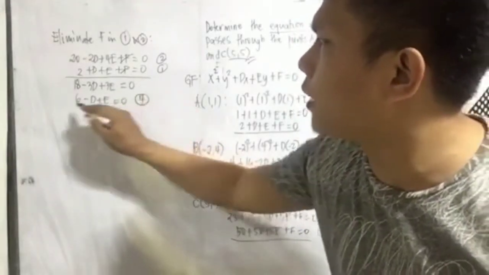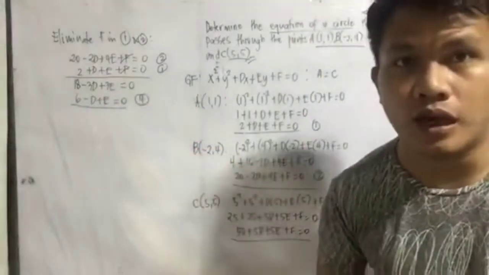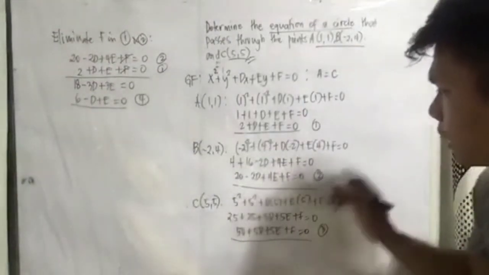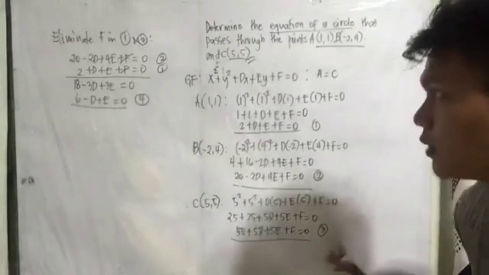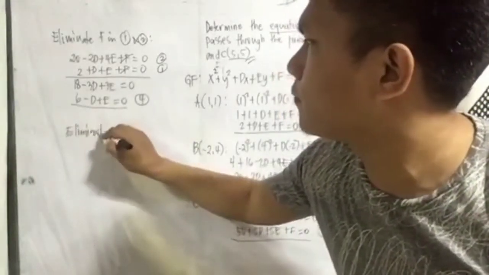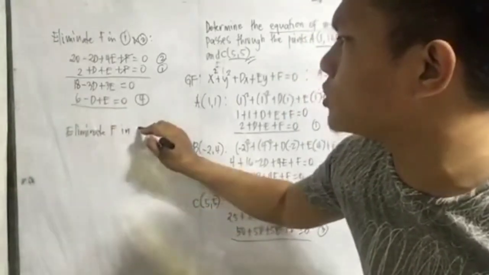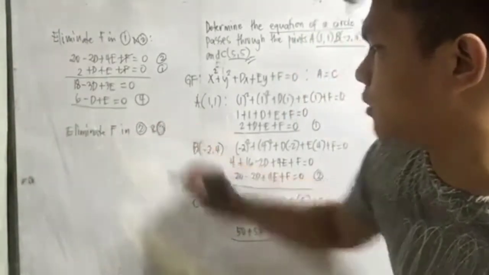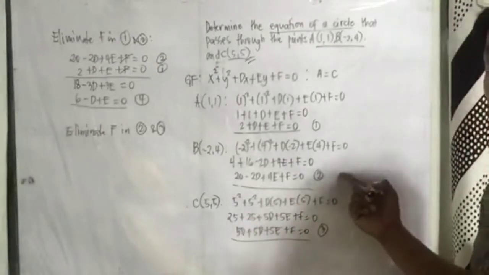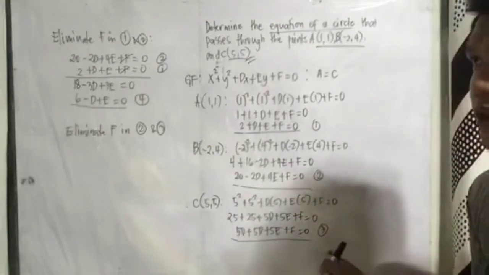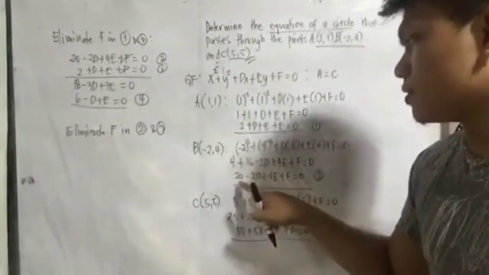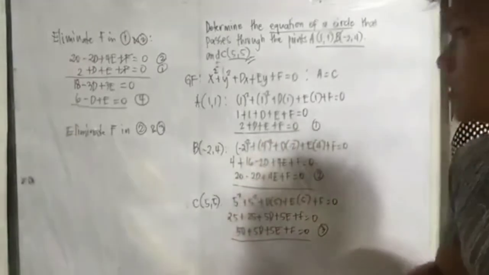So this will be our equation 4. In order for us to arrive at equation 5, we need to eliminate F in equation 2 and equation 3. So pwede ding maalin. Pwedeng mauna sa equation 3 at sa equation 2 or sa equation 2 at sa equation 3. But since ang kanyang constant dito ay 50 at ang constant dito ay 20, so we can use equation 3.